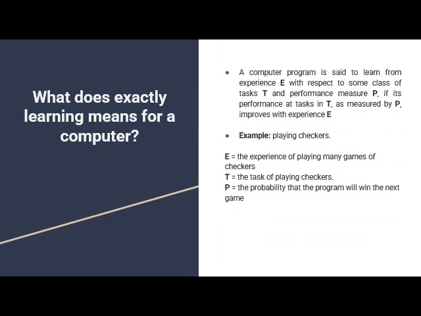If we take a look at the technical definition, a computer program is said to learn from experience E with respect to some class of tasks T and performance measure P. Here the experience is E and the task is T, and we measure the performance by P, if its performance at task T, as measured by P, improves with experience.